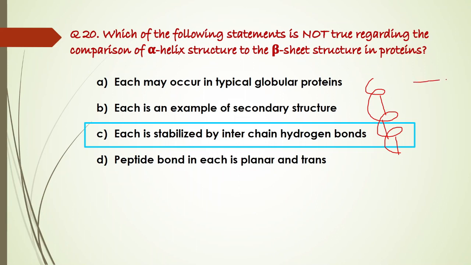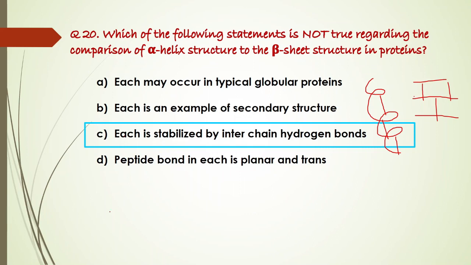But in the case of beta sheet, if these are the beta sheets, these are the hydrogen bonds. So this is one chain, this is one beta strand, this is another beta strand, and there is a hydrogen bond between them. So this is an interchain hydrogen bond. But in the case of alpha helix, it is intrachain hydrogen bonds. But the third statement says that each is stabilized by interchain hydrogen bonds. That is not true. Alpha helices are stabilized by intrachain hydrogen bonds. So option C was the incorrect statement.